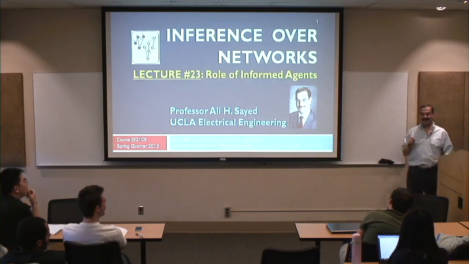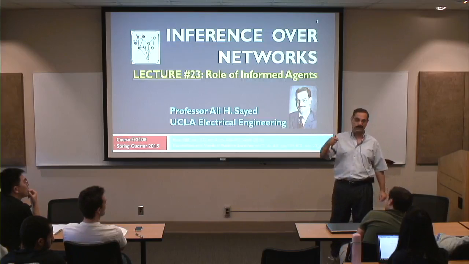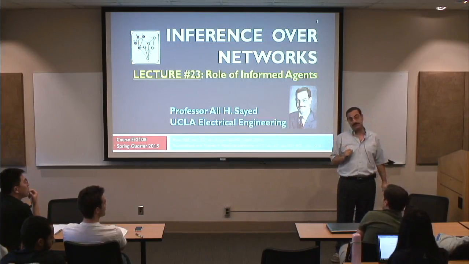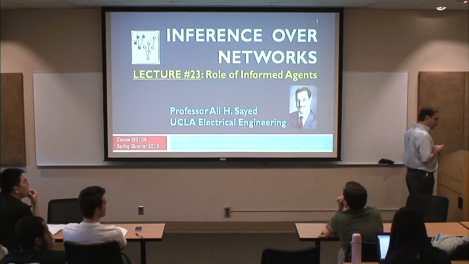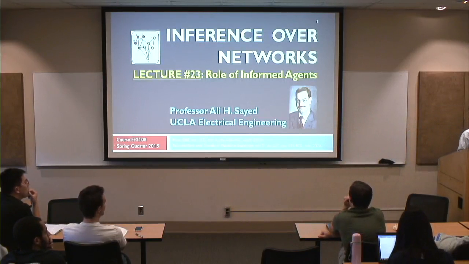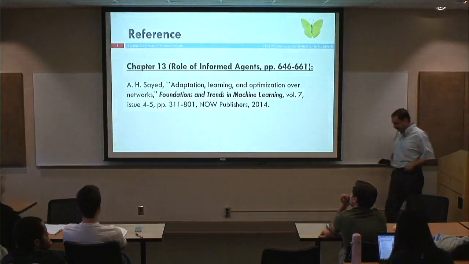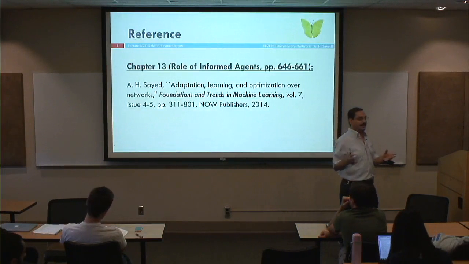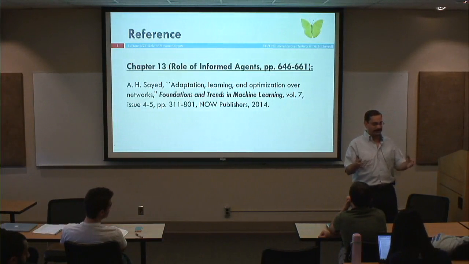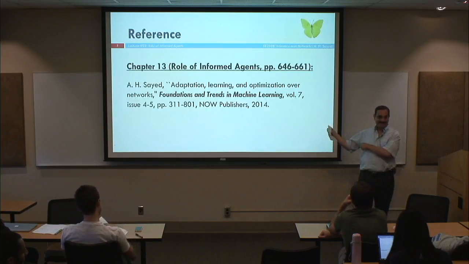It's not always the case that having more informed agents helps you improve the solution. It's not, and you're going to see that. So let's look at that. This is based on chapter 13. There is even a saying that says too many cooks spoil the broth. It applies here. This is the mathematical proof for that.